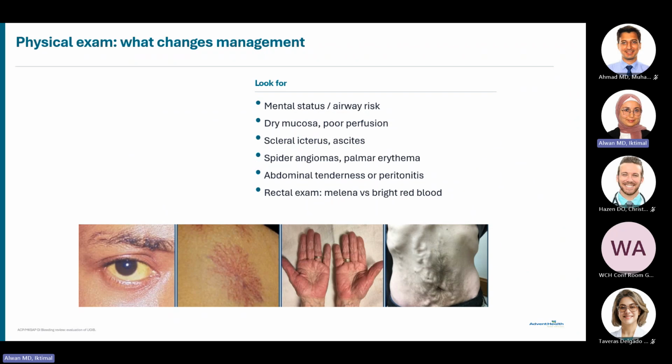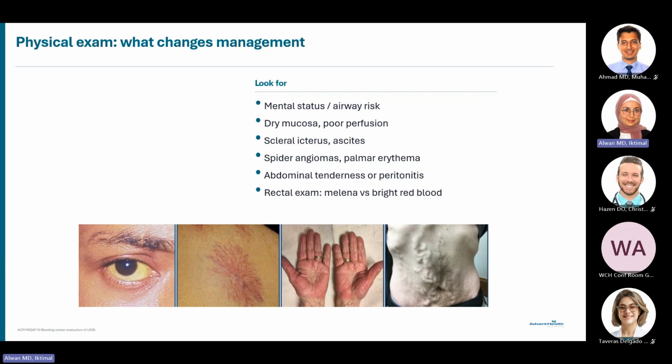Physical examination, we discussed what are the stigmata. Now, Hamza already told us we need to check scleral icterus, ascites, spider angiomas, palmar erythema, abdominal tenderness, peritonitis, because we might think SBP, right? And DRE. DRE really is more important in lower GI bleeding than upper GI bleeding, but usually in any case of GI bleeding, if the patient is stable, needs DRE for sure.